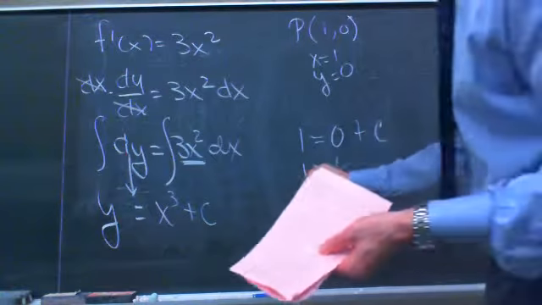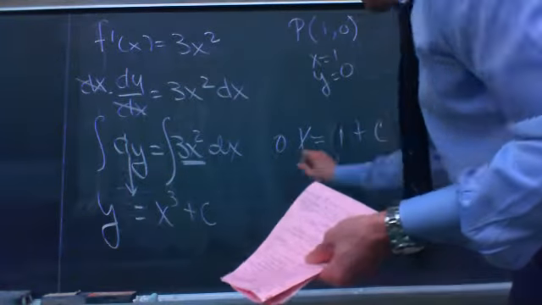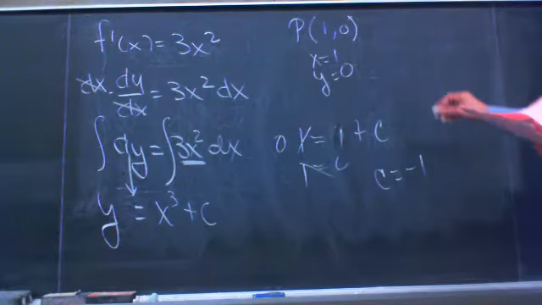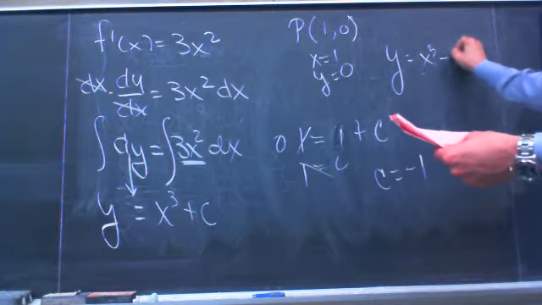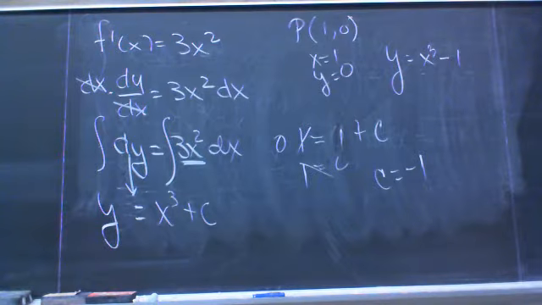Do I have it backwards? What is it? Y is 0 and x is 1. Thank you. And what's c then? So now y equals x cubed what? Are you with me on that?